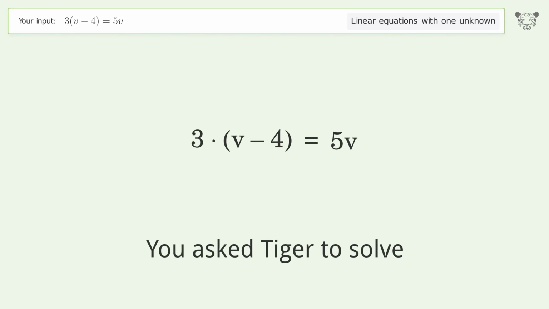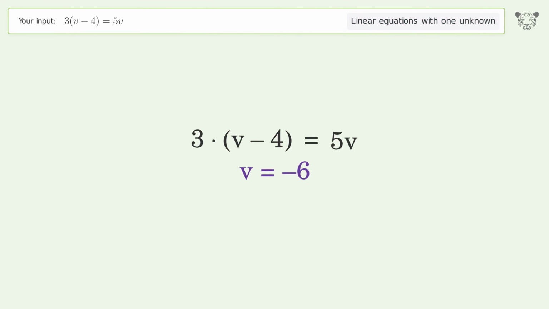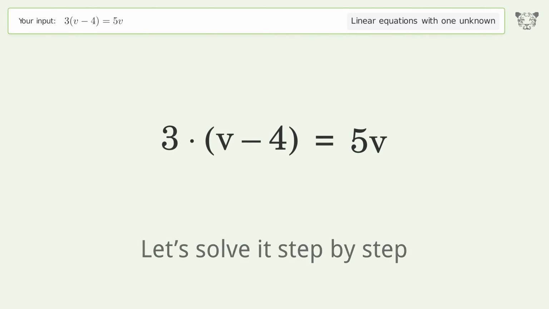You ask Tiger to solve. This deals with linear equations with one unknown. The final result is v equals -6. Let's solve it step by step.